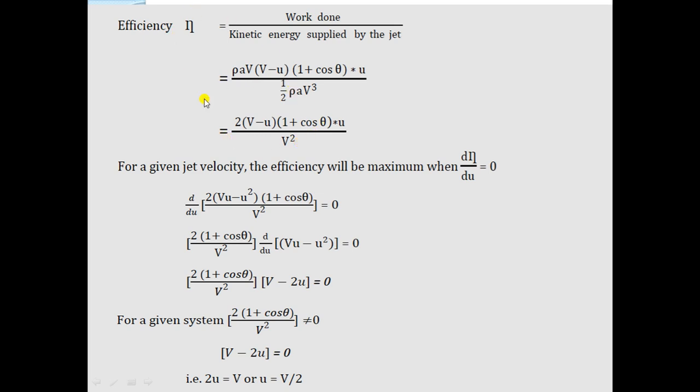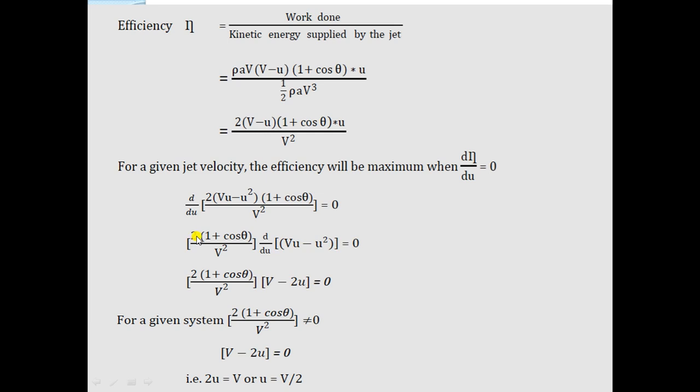Now, this efficiency will be maximum when we differentiate. In order to find the condition for maximum efficiency, we need to differentiate this equation and equate it to 0. So, d by dU of 2 into Vu minus U square into 1 plus cos theta divided by V square. Here, 2 into 1 plus cos theta divided by V square is constant, we can take it outside. So, that is d by dU of Vu minus U square. Differentiation of Vu is V, differentiation of U square is 2U.